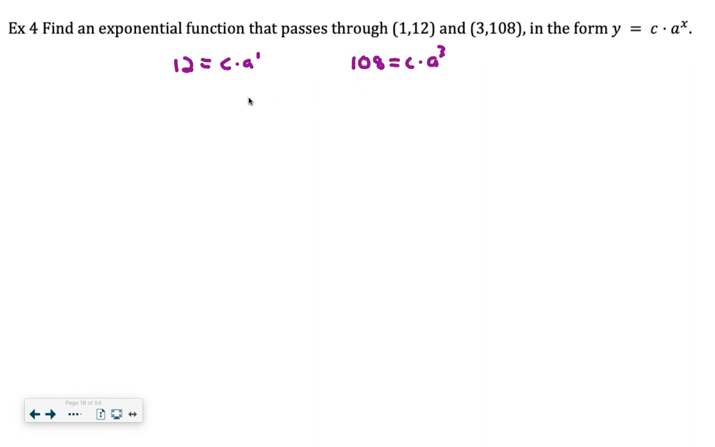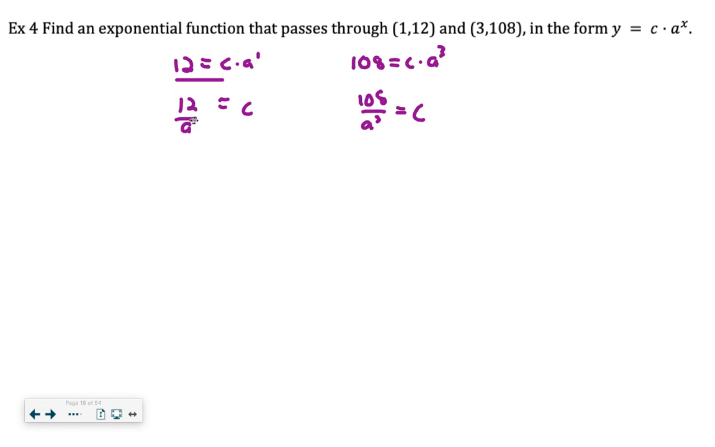Now what I'm going to do is solve both of these for c. So what that means is I'm just going to divide both sides by a to the first in this case, and both sides by a cubed in this case. So I can just rewrite that here as 12 over a equals c, and then here I'll have 108 over a to the third power equals c. Now, since I solved both of these for c, I can say they are equal to each other. If they're both equal to c, then they're equal to each other.